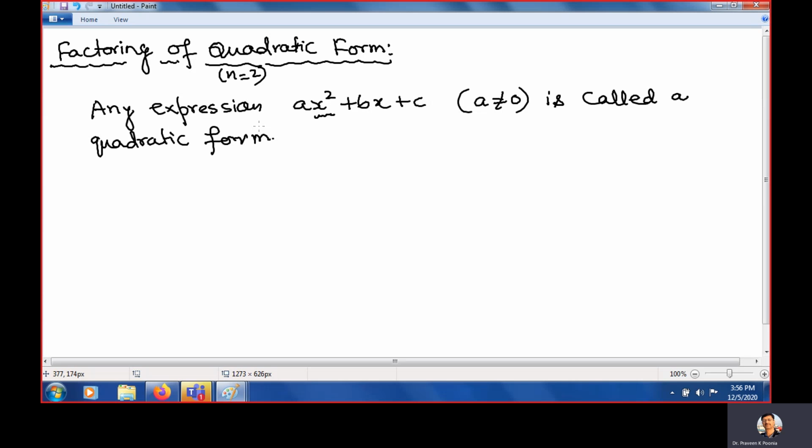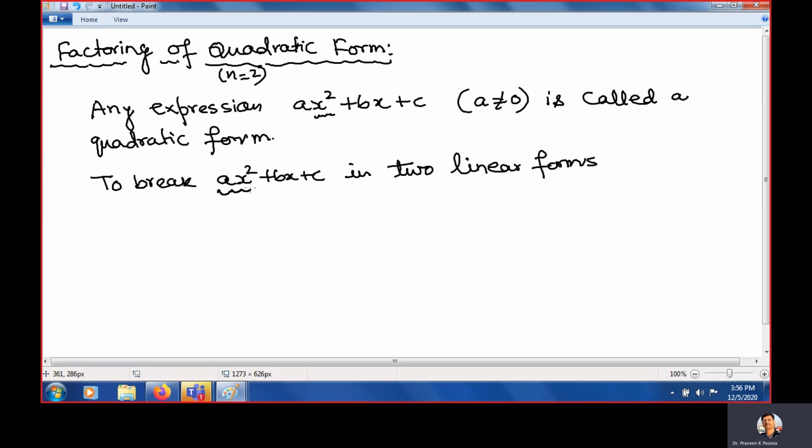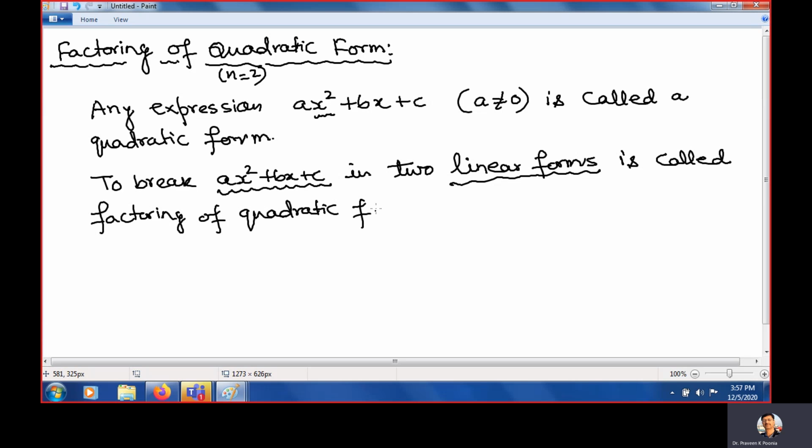Is called a quadratic form. So to break ax power 2 plus bx plus c into two linear forms is called factoring of quadratic forms. Factoring of quadratic form. Clear?